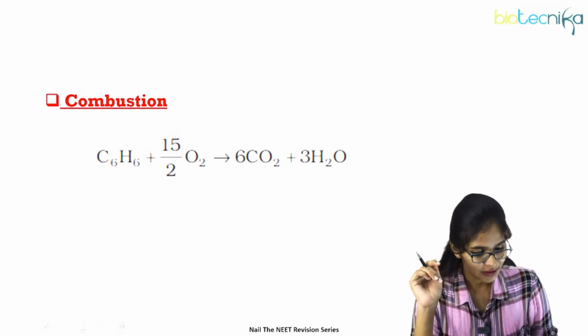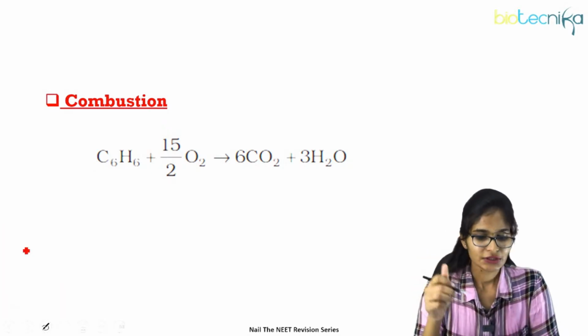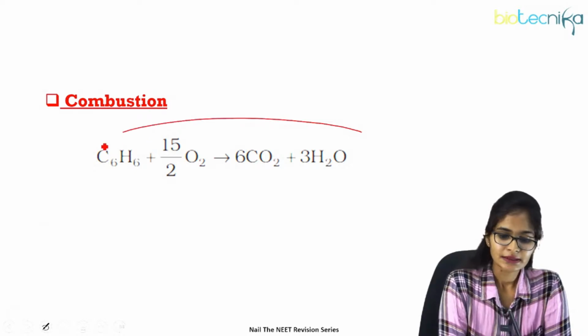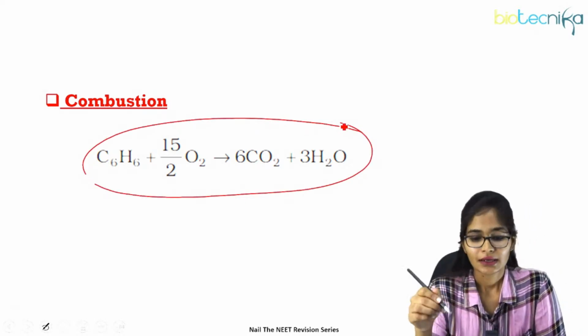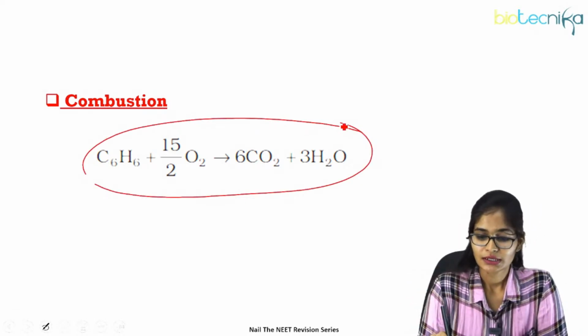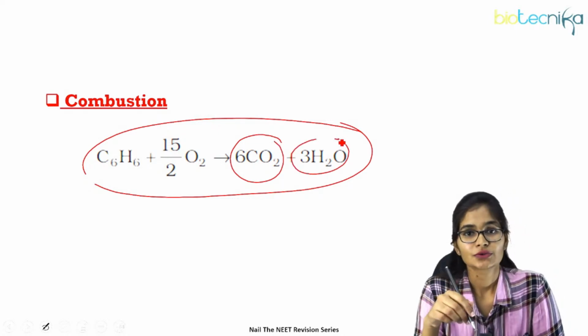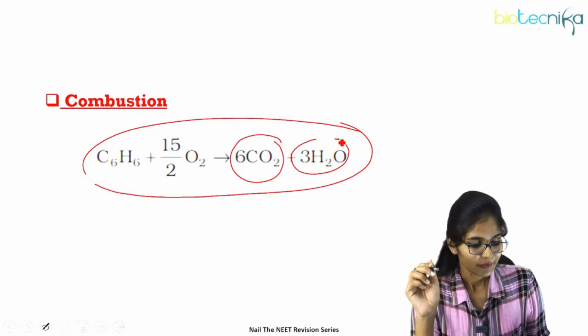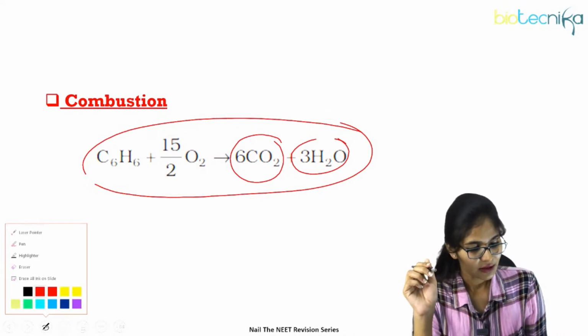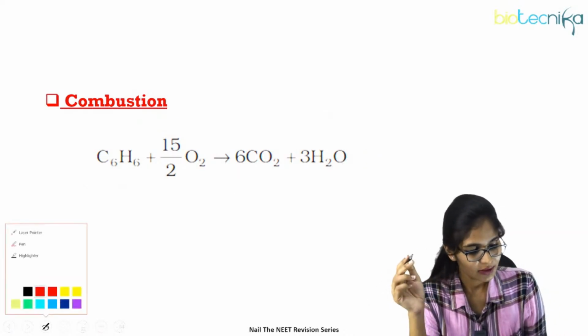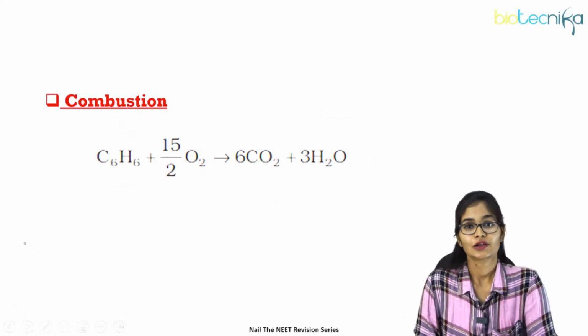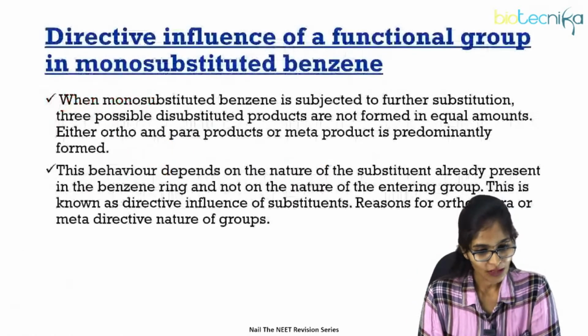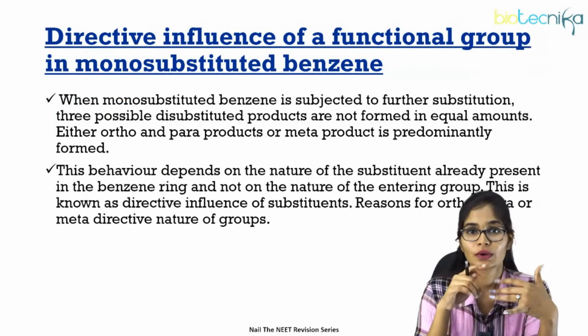Okay, now coming to the combustion method, where benzene by heating in air will undergo combustion and produce carbon dioxide along with water. So this is the combustion method with respect to benzene. Now with this, we are about to end the hydrocarbon part, that is the aromatic hydrocarbon part. And now you have to solve their questions also.